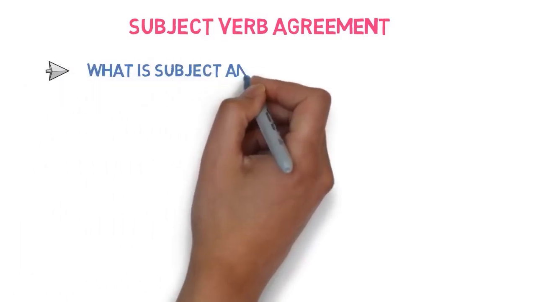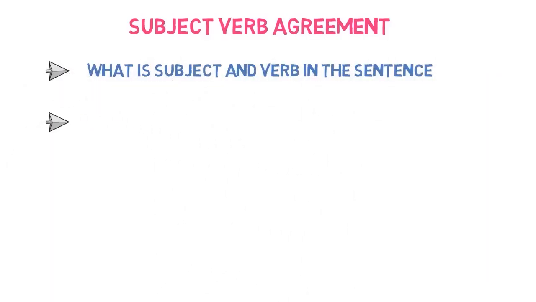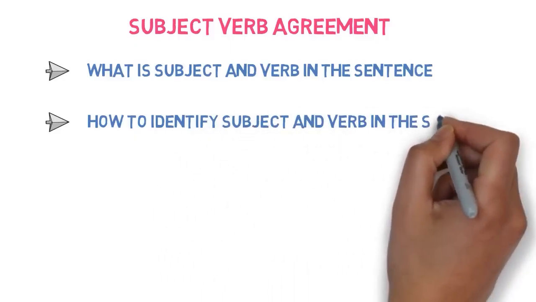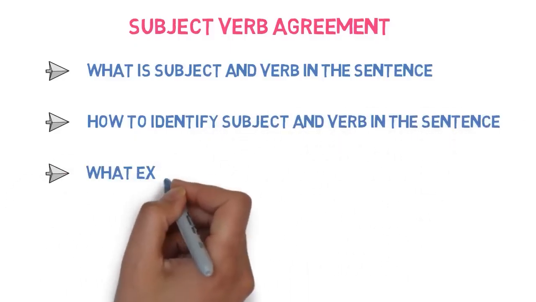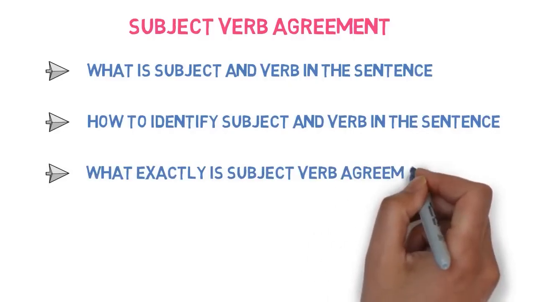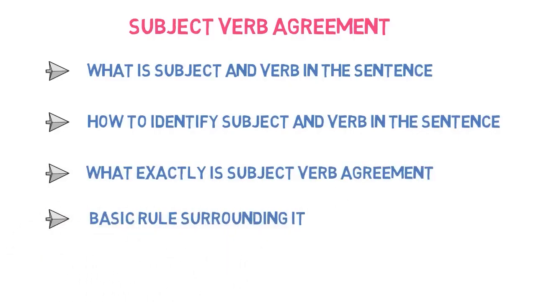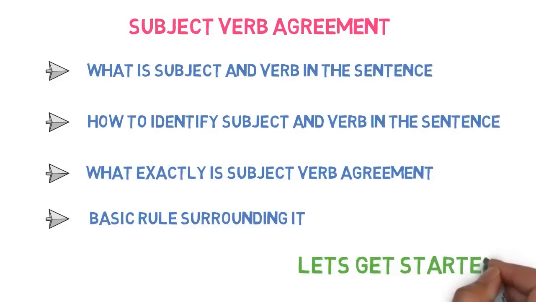What is subject and verb in a sentence, and how to identify subject and verb in any sentence. Then we will understand what exactly is subject-verb agreement and the basic rule surrounding it. So without further ado, let's get started.